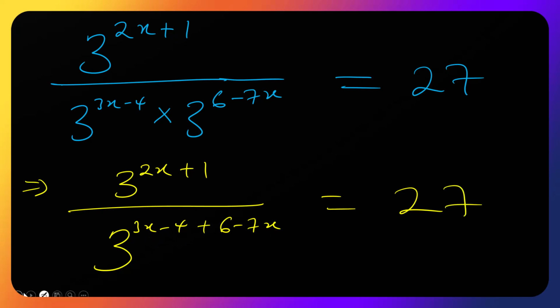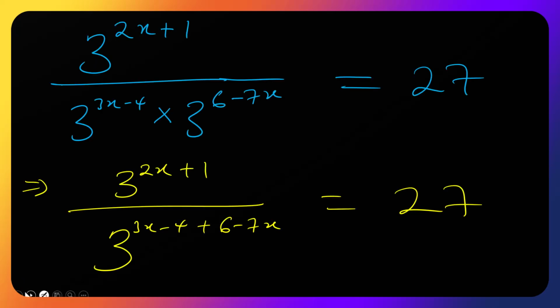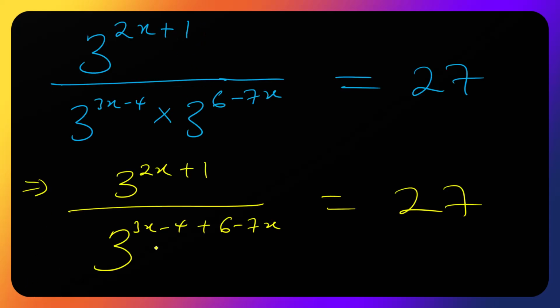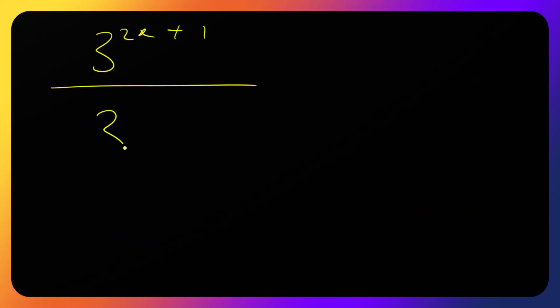So we have 3 to the power of 2x plus 1. So let's add the powers. Now we have 3 minus 7, so that will be minus 4. And this side is minus 4 plus 6 is 2. So that will be 2 minus 4x, equals, so 27, let's change it to 3 to the power of 3. Since we have 3 here, 3 there, we have no option but to change this one to also 3 to the power of 3. Alright.